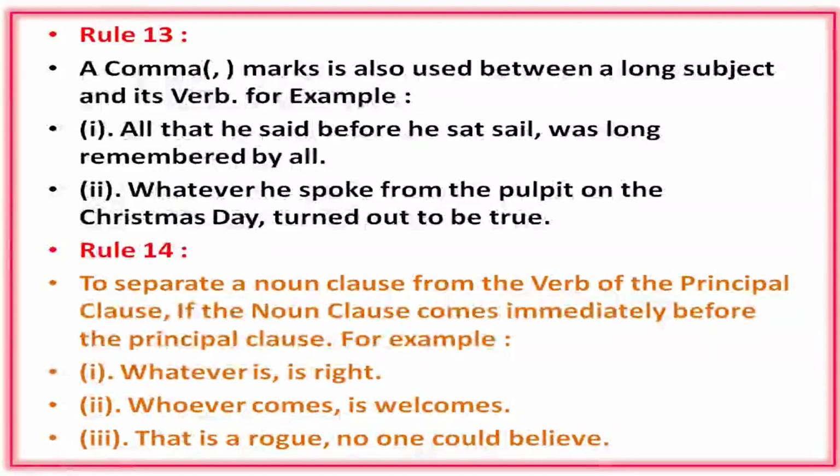Rule number 14. To separate a noun clause from the verb of the principal clause. If the noun clause comes immediately before the principal clause, then we can use the comma. For example, whatever is right, whoever comes is welcome. No one could believe.